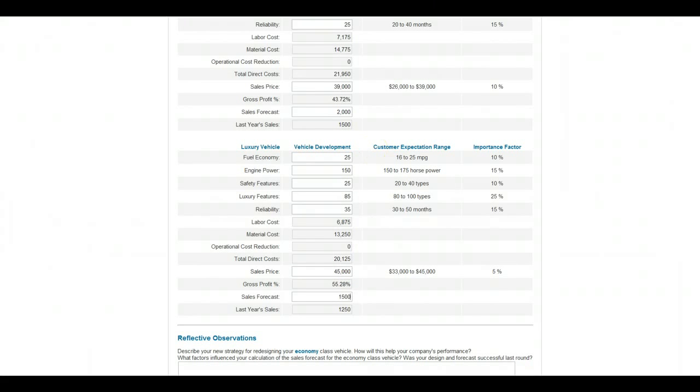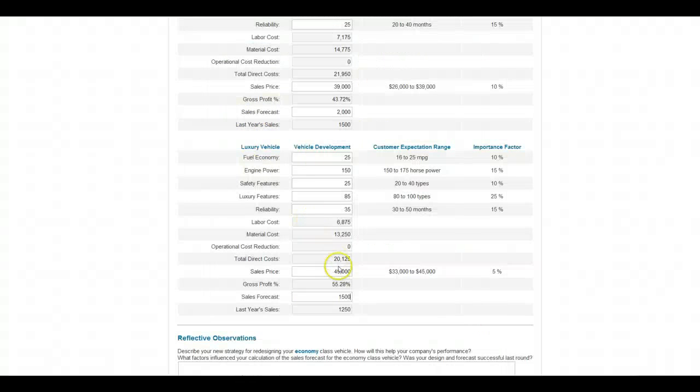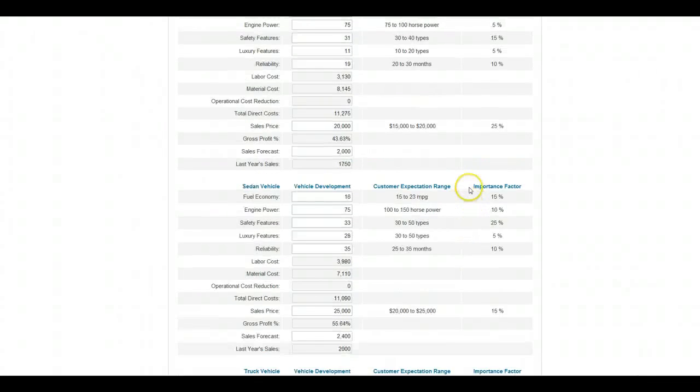And let's see, 1688. So I think my car is a little bit better than most, so I'm going to put it a little higher. Okay, so there are my forecasts and my sales data.